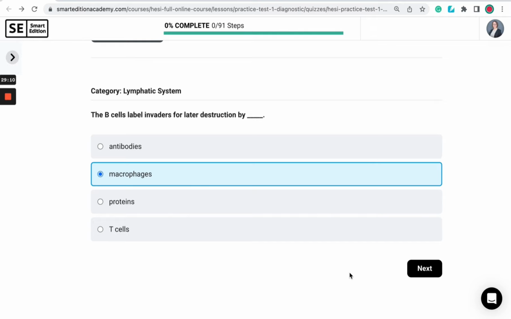So when a foreign body or a pathogen, such as a virus, for example, enters the body, the body starts to fight. During this fight, the B cells and the T cells work together. Helper T cells activate the T cells and the B cells. The killer T cells attack and kill the infected cells, while the B cells mark or label the pathogen for later destruction by the macrophages.